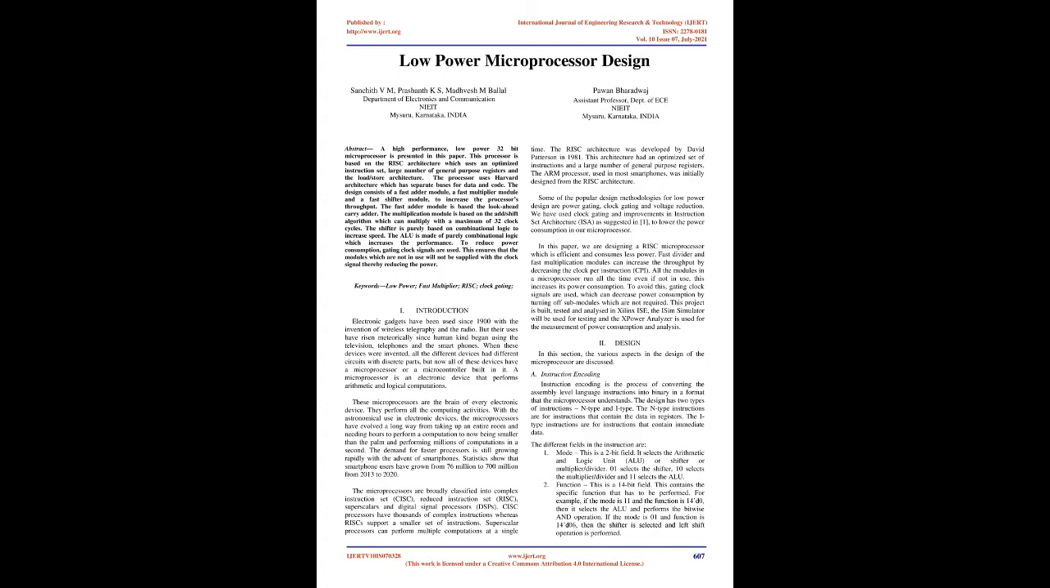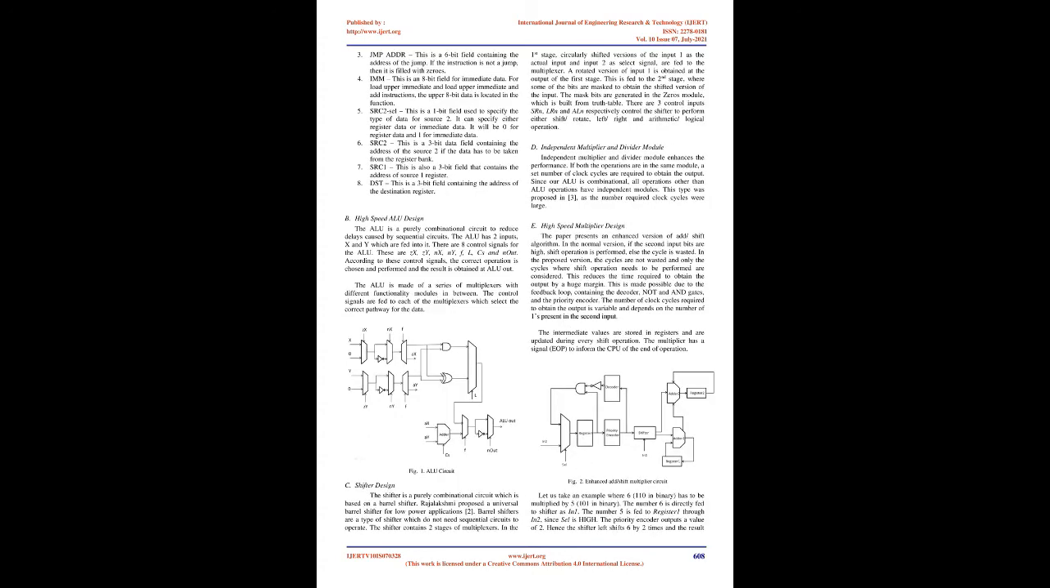2. Design. In this section, the various aspects in the design of the microprocessor are discussed. A. Instruction encoding. Instruction encoding is the process of converting the assembly-level language instructions into binary in a format that the microprocessor understands. The design has two types of instructions, N-type and I-type. The N-type instructions are for instructions that contain the data in registers. The I-type instructions are for instructions that contain immediate data.